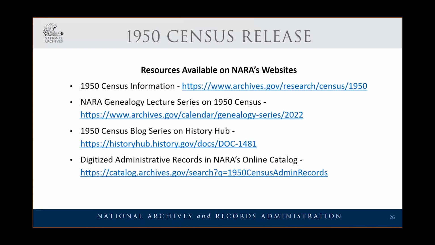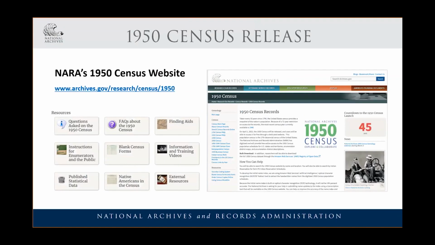I'd like to start with an overview of the information that the National Archives has already made available about the 1950 census. This includes web pages, an online lecture series, blog posts, and digitized administrative records relating to the census. We'll take a brief look at these in the next few slides. The NARA website has 10 informational pages about the 1950 census, including the questions asked on the census, FAQs, finding aids, blank census forms, links to enumerator instructions and some of the published statistical data, and much more.